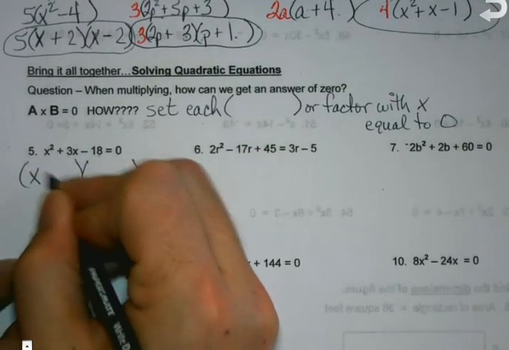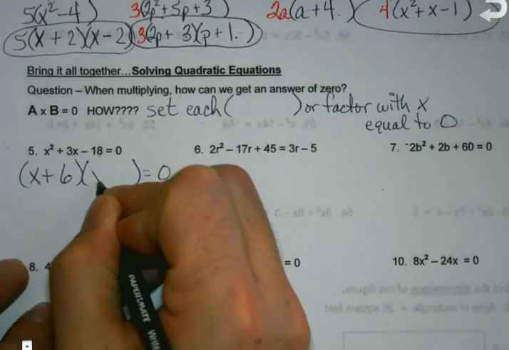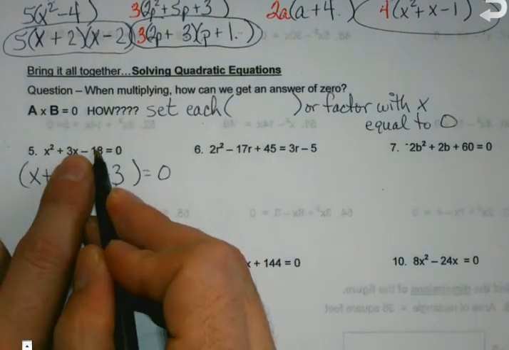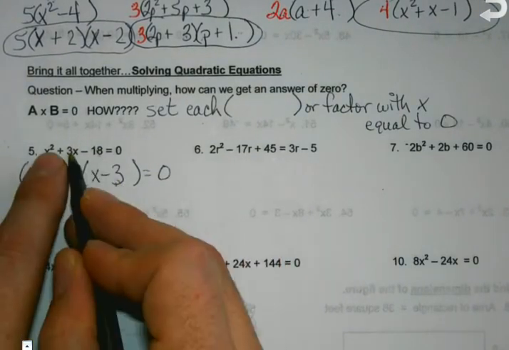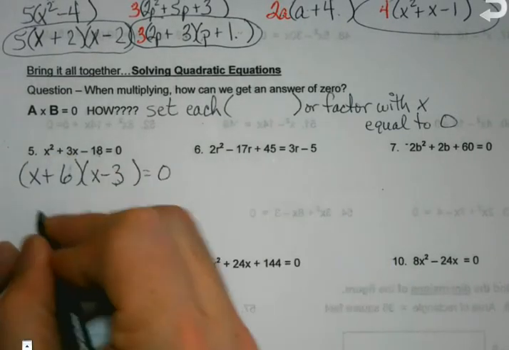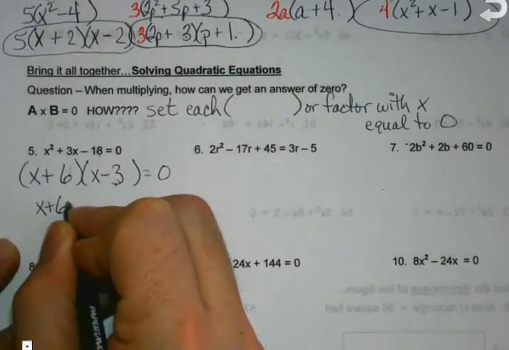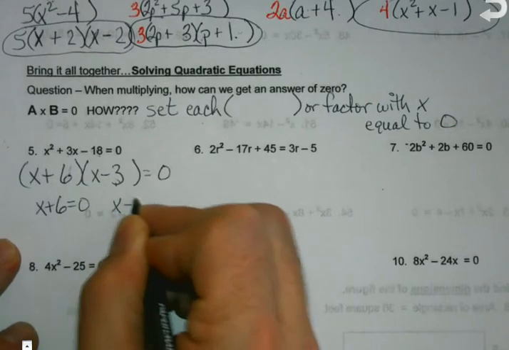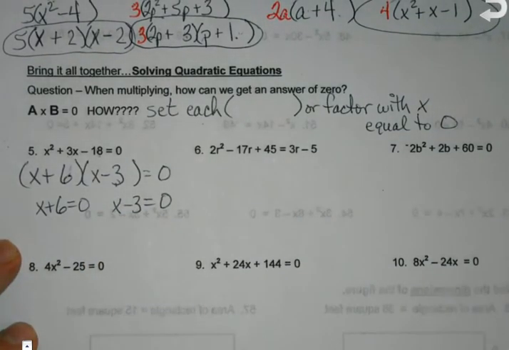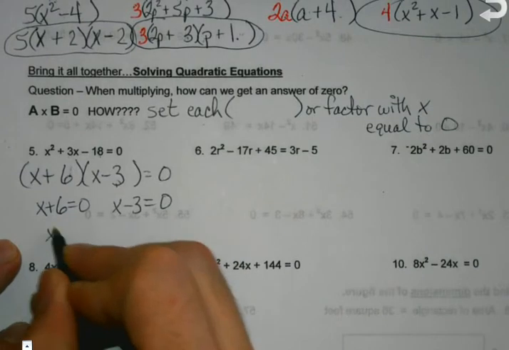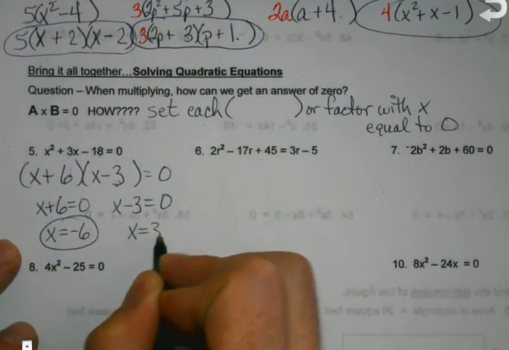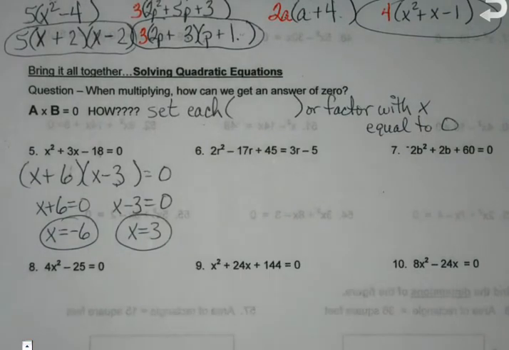Okay? X plus 6 and x minus 3. So 6 times negative 3 is negative 18. 6 minus 3 is 3. So now all I'm going to do, some of you will start figuring out the shortcut for this, is I'm going to take each of those quantities, each of those sets of parentheses, and set them equal to 0. And whatever I get to those solutions, or what my answer is going to be.